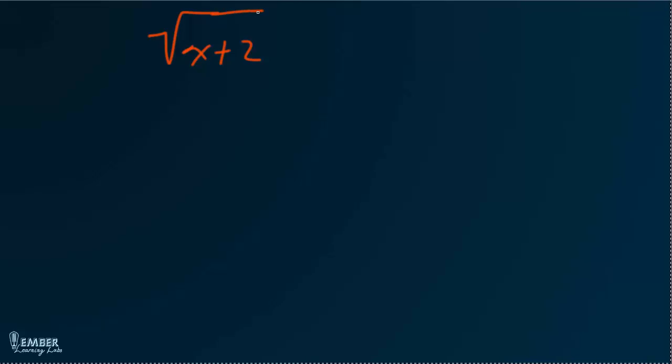Okay, so our first example is going to be the square root of x plus 2, all that's under the square root, plus 4 equals 7. All right, so let's go ahead and solve this. Almost always, one of our first steps is going to be to isolate the radical. So in this case, we're going to subtract 4 from both sides.